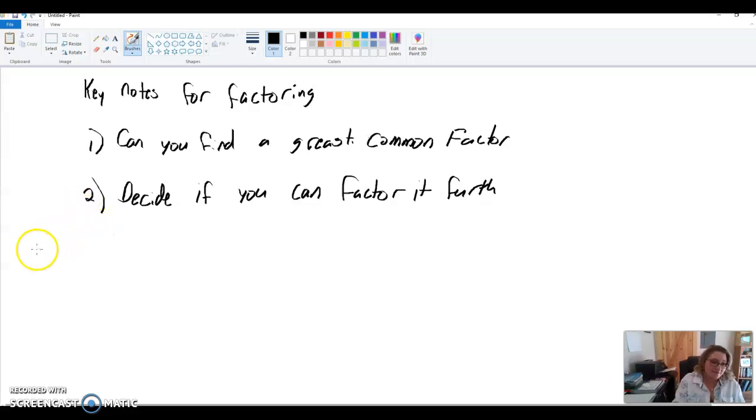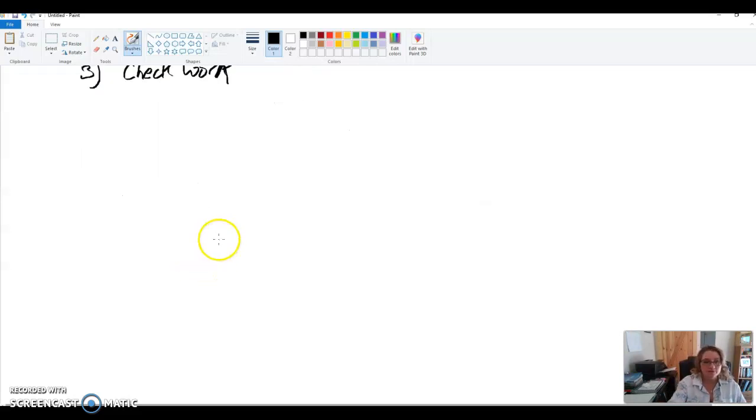And then the final thing that you really would probably want to make sure you do is check your work, okay? One of the good parts about factoring that we're learning is we can always check our work, right? So once you've factored it, if you just distribute and remultiply it out, you can make sure that you've got the right answer, okay? So those are some key notes just for factoring in general. But next, we're going to go ahead and start talking about how we factor perfect square trinomials.